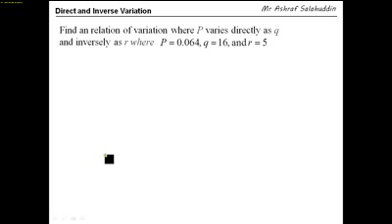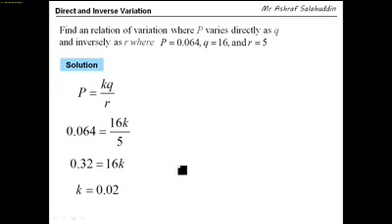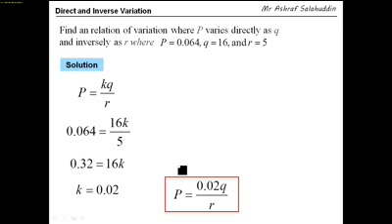A new question. Find the relation of variation where p varies directly as q and inversely as r, where p equals 0.064, q equals 16, and r equals 5. First, let's write the relation. P equals kq over r because it's inversely as r. Replace the values. Solve the equation to find the k. And now write the relation.